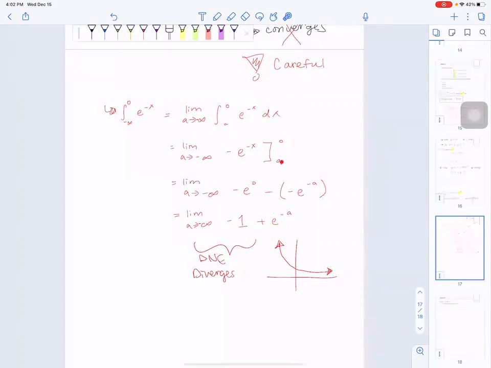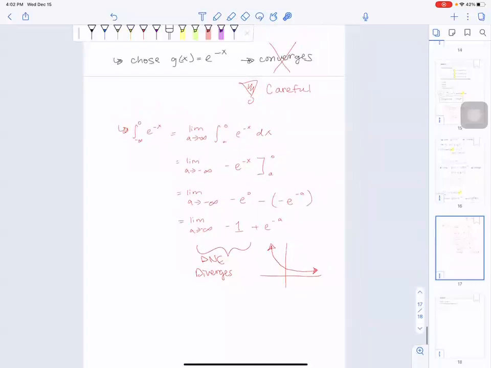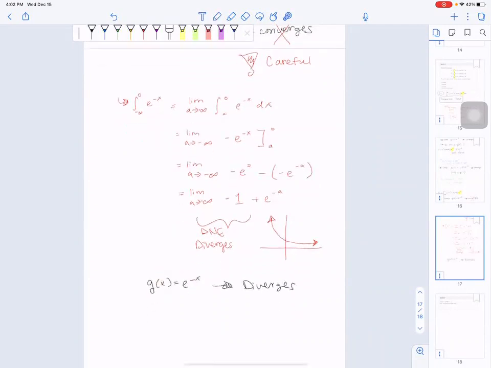Because the limit as a goes to negative infinity of e to the negative a diverges, keeps on going, doesn't stop, what we chose, our g of x, actually diverges. And now, what does the comparison test say? Our familiar thing diverges. We want to check, is f of x greater than or equal to g of x?